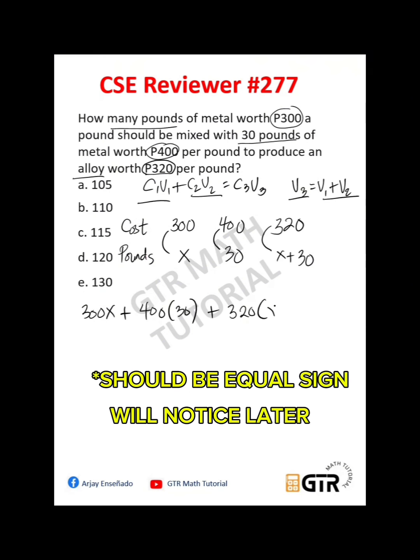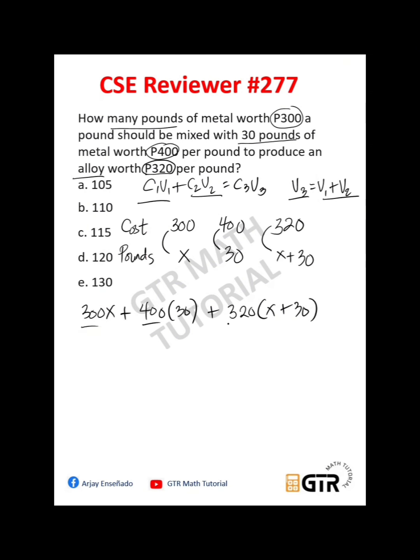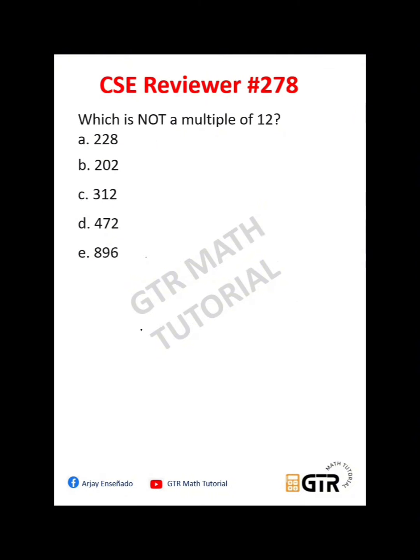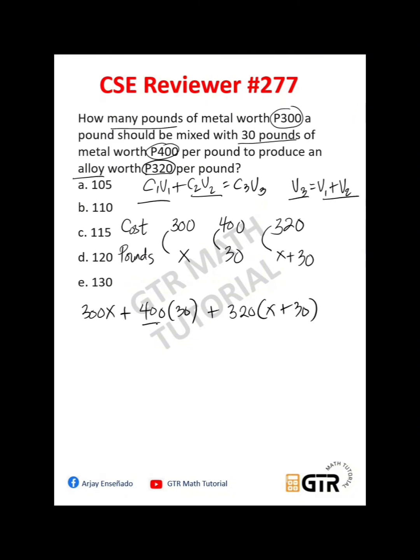As you can see in the equation, we have 300, 400, and 320. We can divide both sides of the equation by 10, or we simply cancel one zero for each term. Cancel one zero here, one zero here, and then one zero here. And then let's simplify. 300x will now become 30x plus this will be 40 times 30. So 4 times 3 is 12. Just copy the 2 zeros. So we have 1,200 plus distribute the 32 to x.